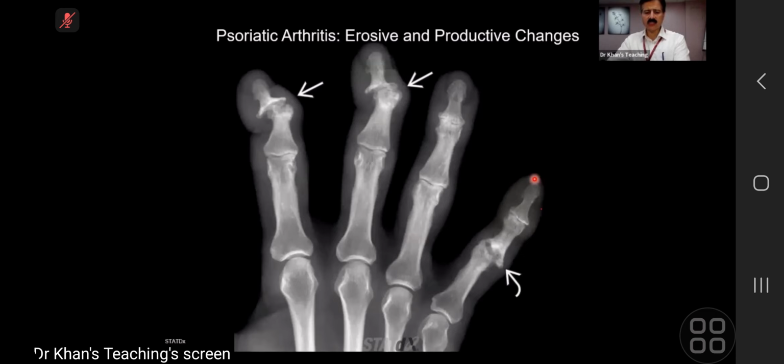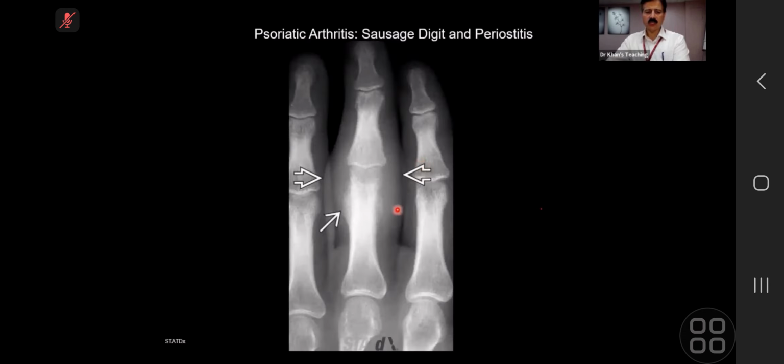So this is psoriatic arthritis. You can see involvement of the distal interphalangeal joint. You can see new bone formation also, which is, look at this one. This is known as a sausage digit. You can see a lot of soft tissue. You can see this periostitis or periosteal new bone formation.